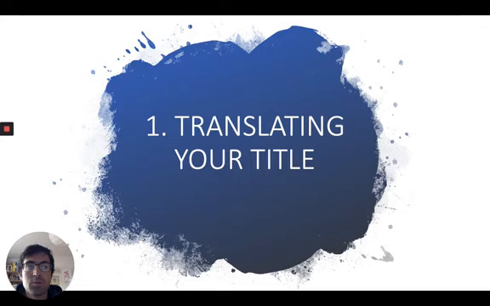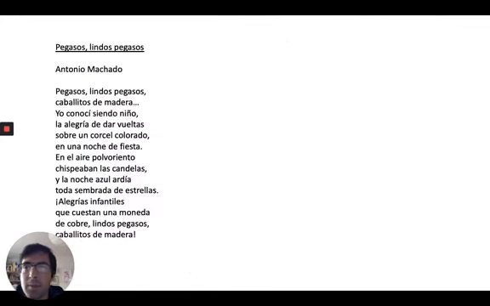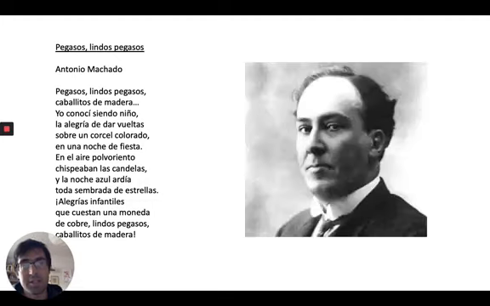Now, in these videos, we're going to be looking at a poem from the book that I mentioned, the primary school booklet. And this poem is called Pegasos, Lindos Pegasos, and it's a Spanish poem by a Spanish poet called Antonio Machado. And here's a nice picture of Antonio. So let's take the title of this poem and have a look at it. First thing I'm going to do is I'm going to look up the 3 words of the title. Pegasos, Lindos Pegasos. Helpfully, 2 of those words are the same words, so I only need to look up 2 words.